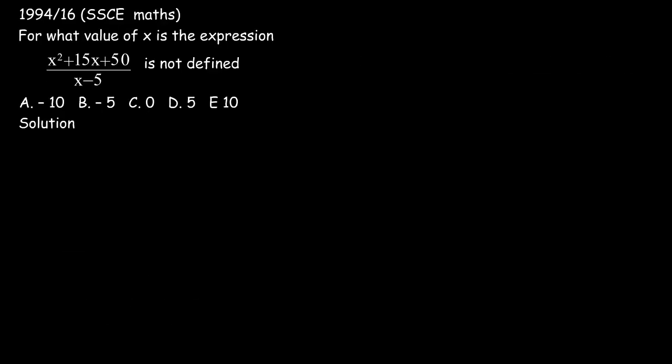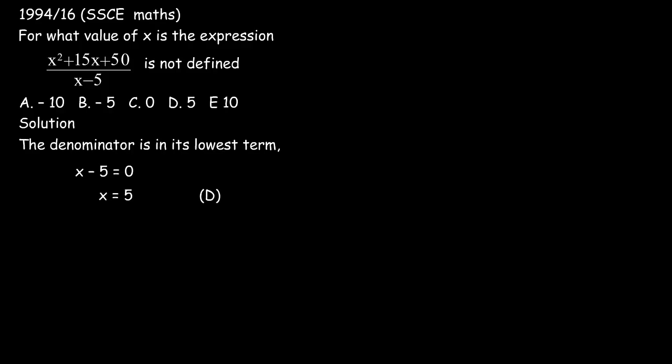We have another question from SSC Maths, and it states: for what value of s is the expression s squared plus 15s plus 50 divided by s minus 5 not defined? And we are given the options. Now we know that for our expression to be undefined, our denominator should be equal to 0. The denominator is already in its lowest form, that is, we cannot simplify it further. So s minus 5 is equal to 0, which means s will be equal to 5.